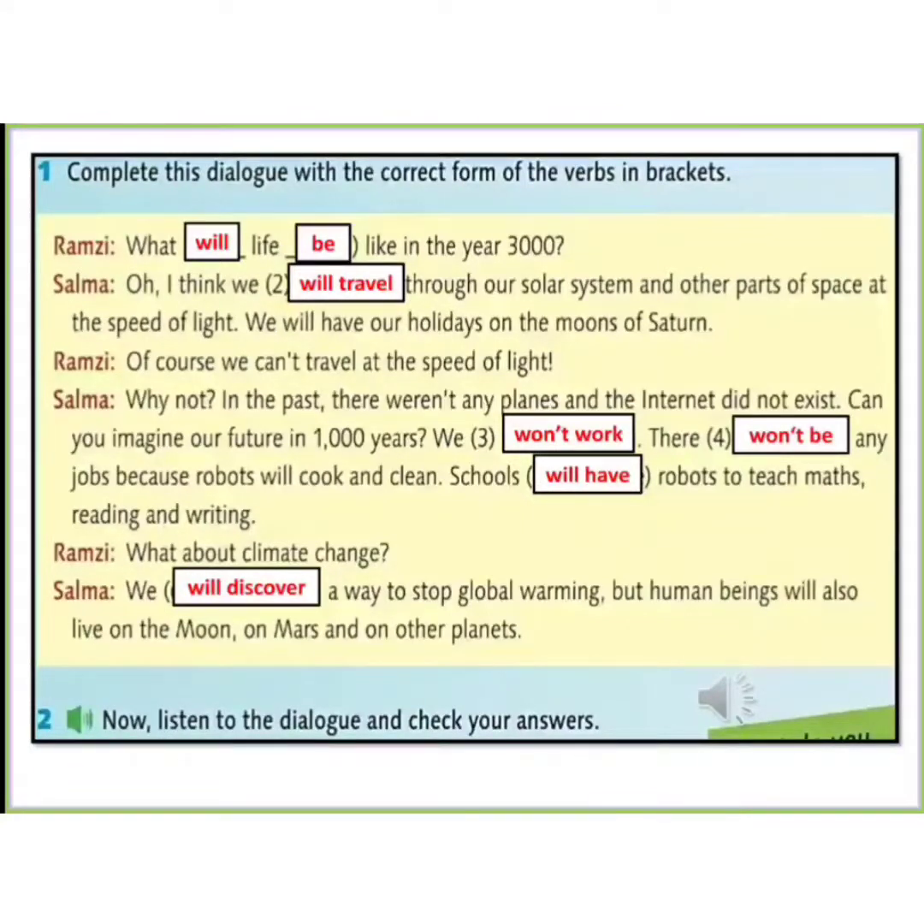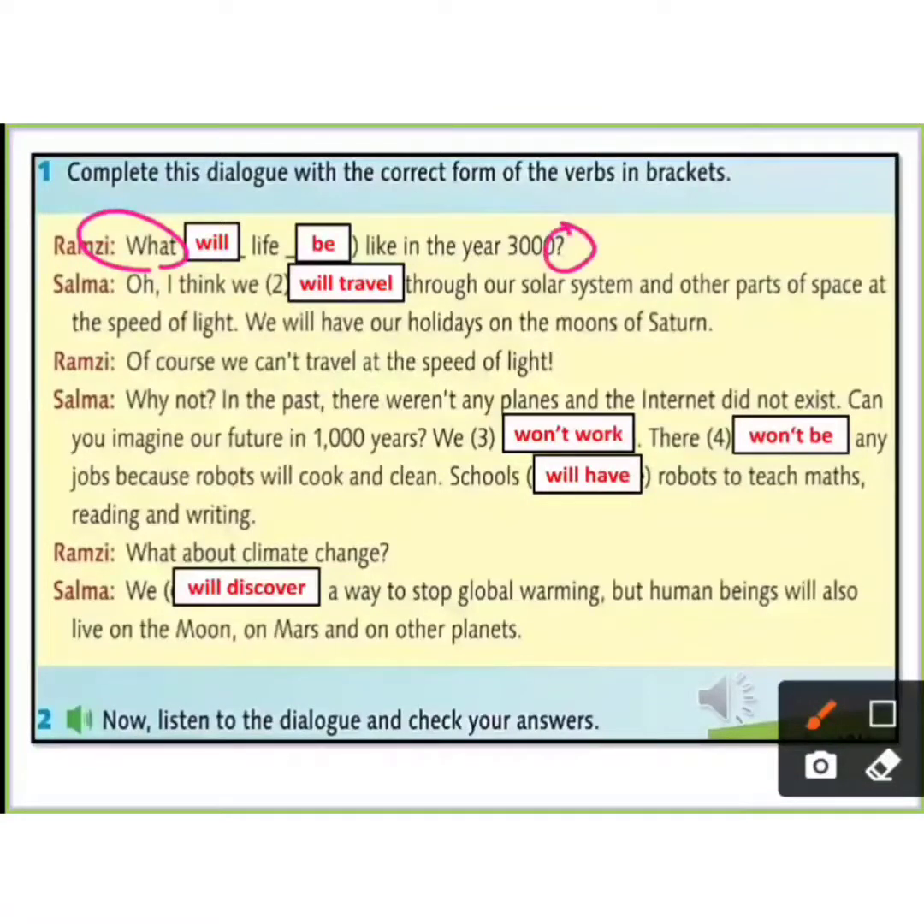Okay, my students, let's discuss the answers together. So, together we're going to read this dialogue and have some notes. What will life be in the year 3000? Here we have WH question. What? And we have a question mark. So this is a question, okay? And the order in the question is different from the affirmative sentence. ترتيب الجملة بالسؤال مختلف عن الجملة العادية.